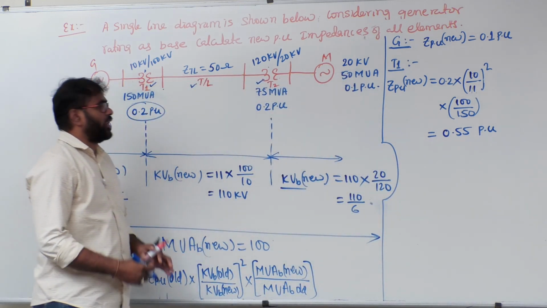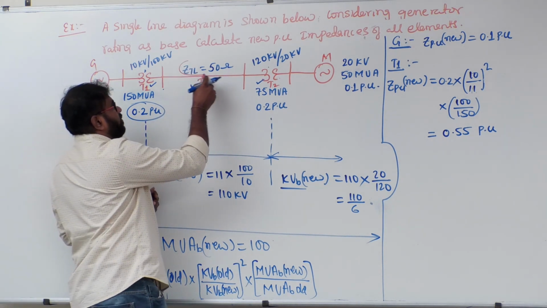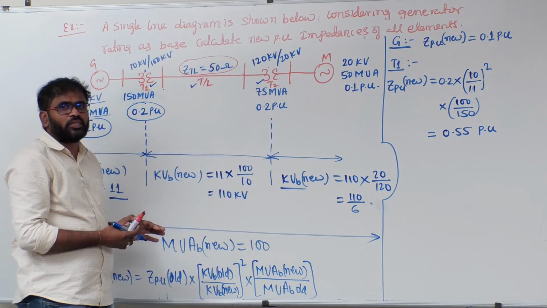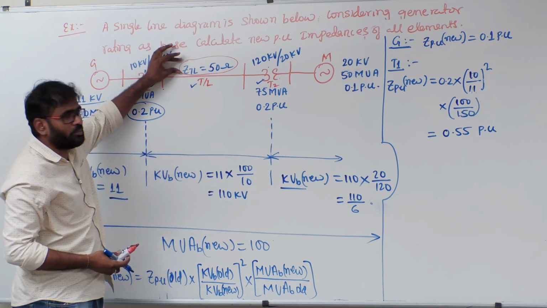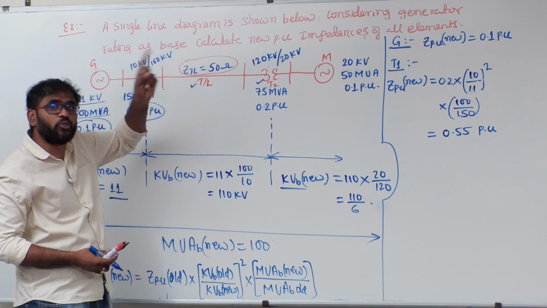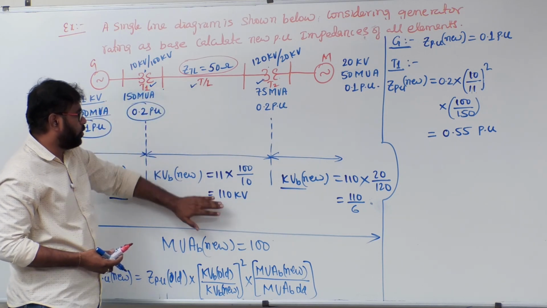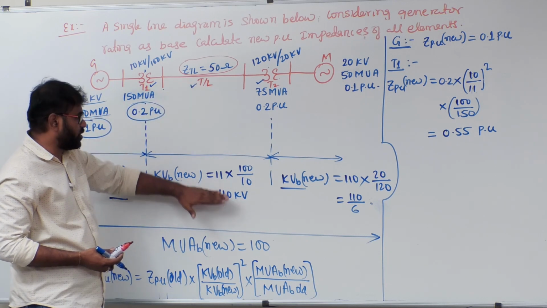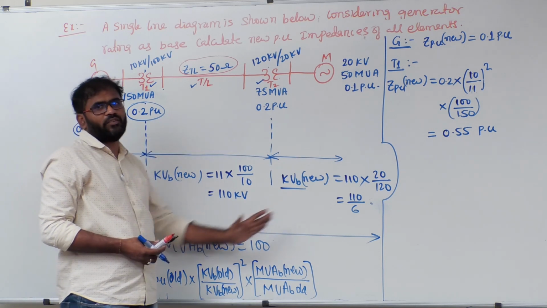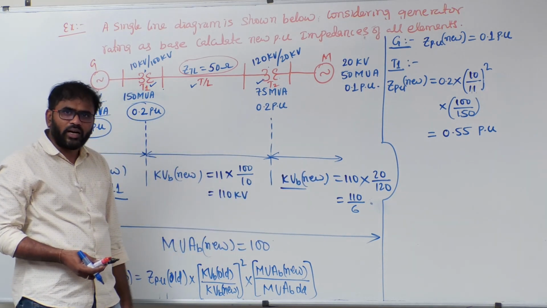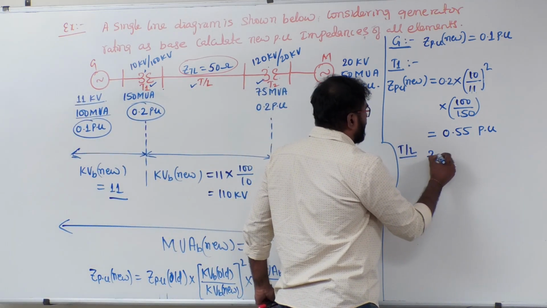Now coming to the transmission line. You just notice here, the actual impedance is given. So I can directly calculate the per unit impedance by dividing with the base impedance. But we need to calculate the new base impedance of the transmission line. What is the KVB new in the transmission line circuit? 110 kV. What is the MVAB new? 100 MVA, for the complete system.